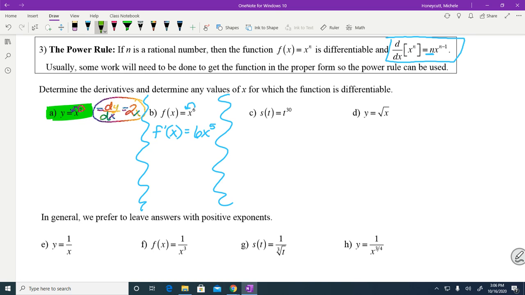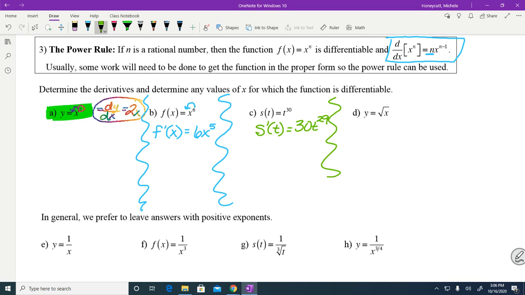Example C. s of t equals t to the 30th power. Then s prime, or the derivative, I will bring the 30 down, 30t, and I will subtract 1 from the exponent, to the 29th. So s prime of t is 30t to the 29th.